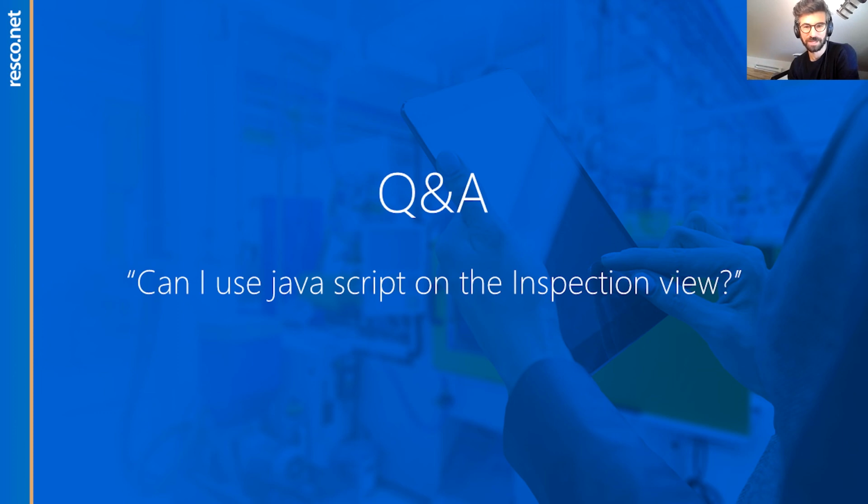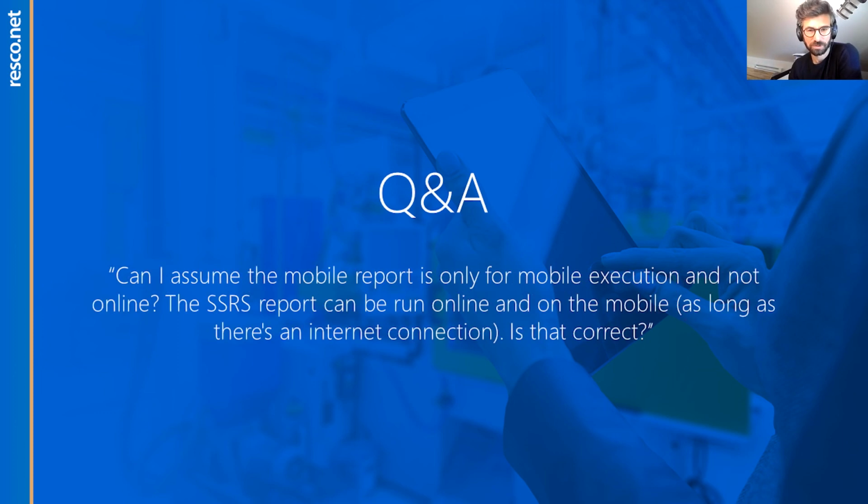Thank you, Marian. Question from Paul. Can I assume the mobile report is only for mobile execution and not online? The SSRS report can be run online and on the mobile as long as there's internet connection. Is that correct? Yes, this is correct. You can run the mobile report only from the device, not from the Dynamics. And I would just add that the mobile report, because it's a Resco report, works whether you're online or offline. It's just a big advantage that it works in offline.